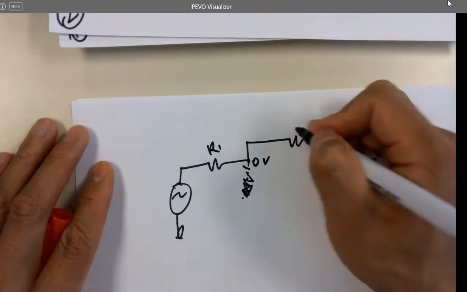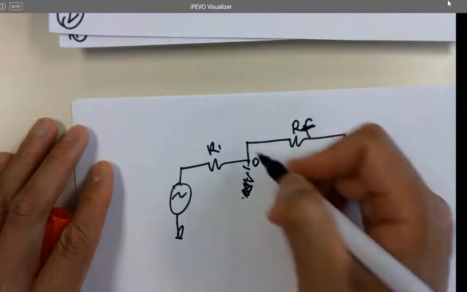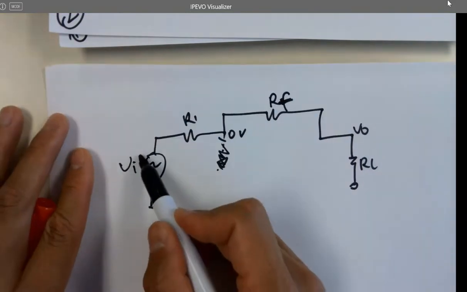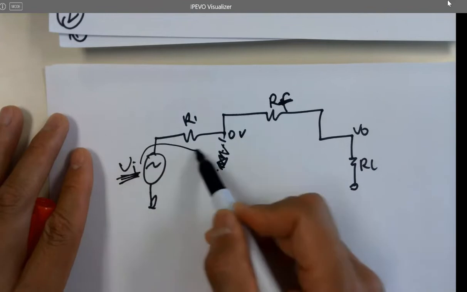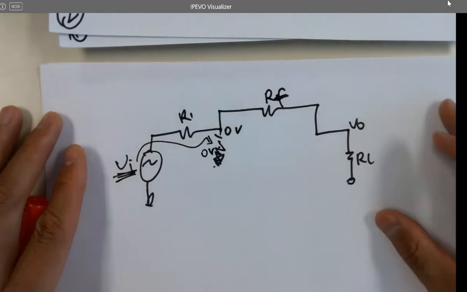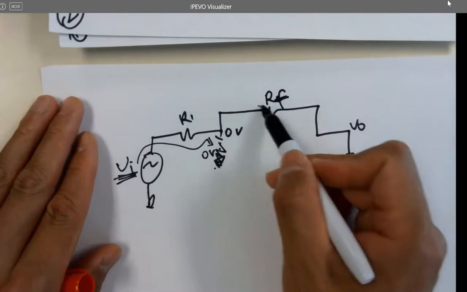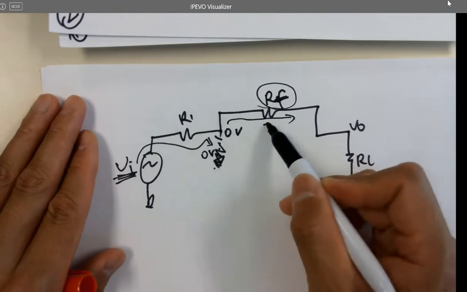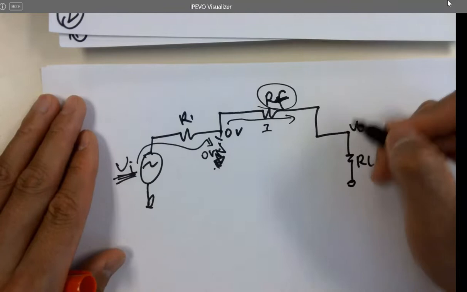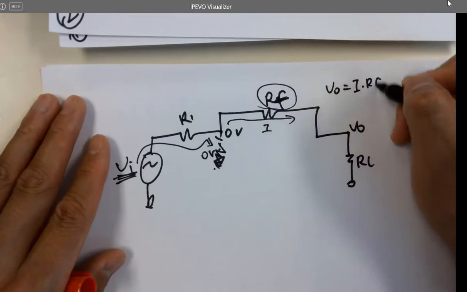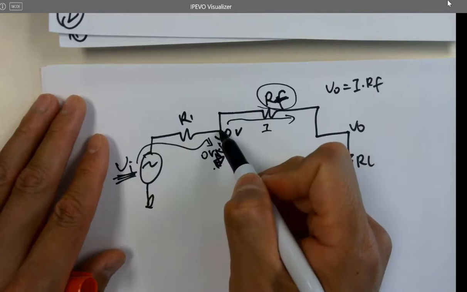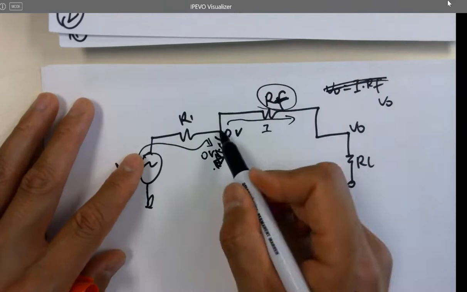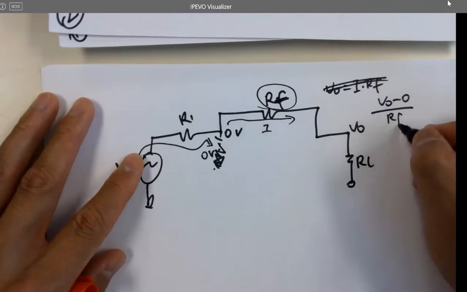You've got R1, you've got R2, RF. What's really happening here? It just drops VI to 0 volts very rapidly. And then whatever RF is being set up here, it's going to amplify the current. So whatever current flows through this resistor, VO equals I times RF, because this is 0 volts. So VO, or you can say 0 volts minus VO over RF equals I.